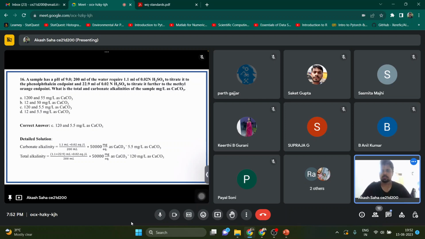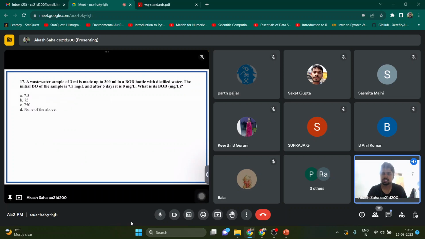So this is the 16th question. The next question is: a wastewater sample of 3 ml is made up to 300 ml in a BOD bottle. The initial DO was 7.5 and after 5 days it becomes 0 milligram per liter. So what is this BOD? We have done a similar question. It is also pretty simple. Just calculate and tell me what the answer for BOD is.